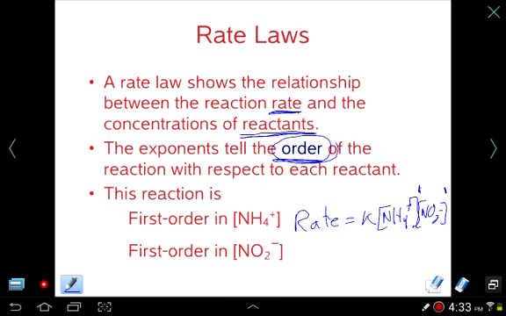So we can say the reaction is first order with respect to NH4 plus. It's also first order with respect to NO2 minus. And all this really means is that if you double NH4 plus, the rate doubles. If you double NO2 minus, the rate doubles. That's kind of the idea.